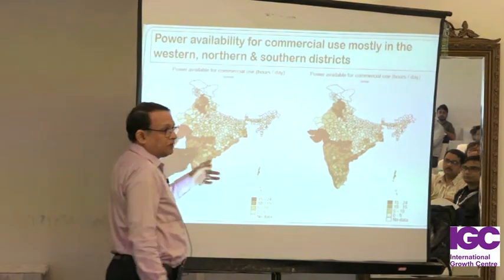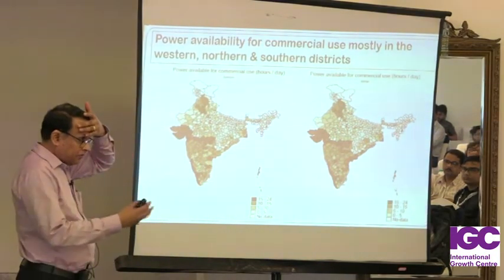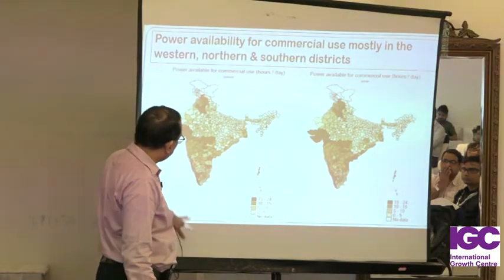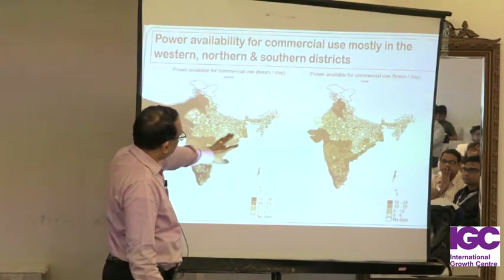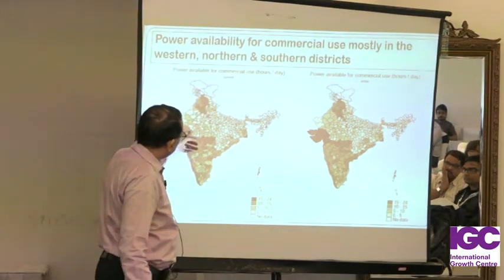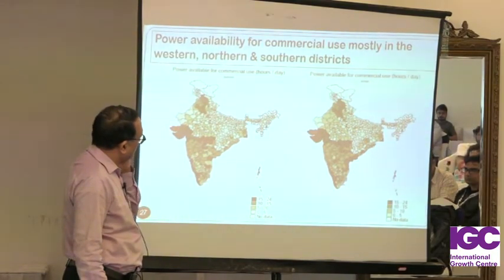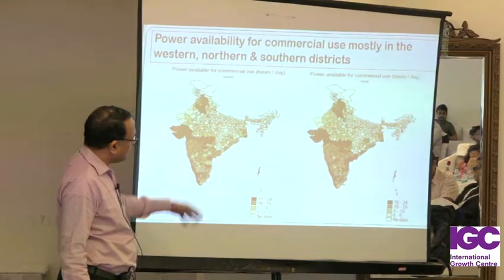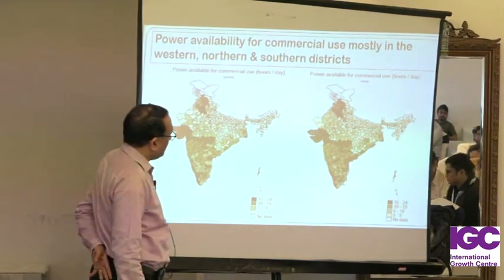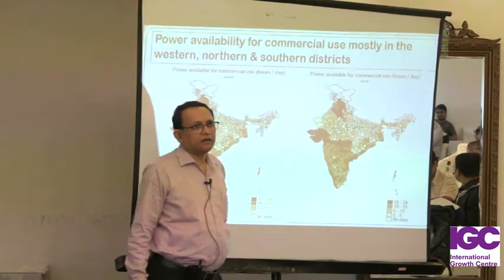This is for commercial use. The census gives you this information distinguished by agriculture and commercial use. Here again, between summer and winter you find there is a difference. The darker areas are the ones getting 15 to 24 hours, whereas the lighter it is, the number of hours of availability is lower, and you find the eastern states have a serious problem.